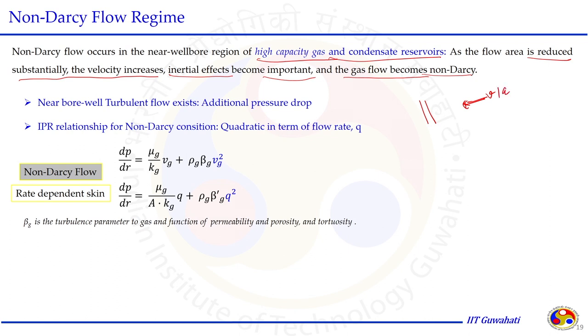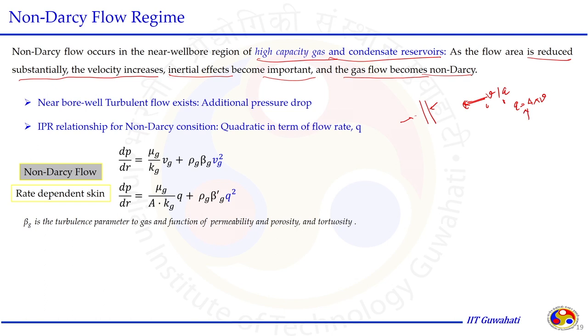So the change in the radius is not that much. So the V and Q are changing, but not to a very high value, as the radius is changing slowly. But when we reach near the wellbore region, suddenly the radius is changing fast, or drastically. It means Q is equal to area into velocity. So if the radius is changing, the velocity will increase because a change in the radius will also change the area.